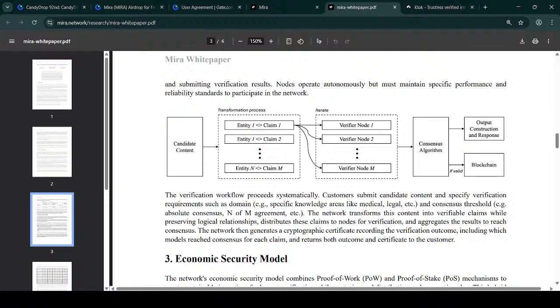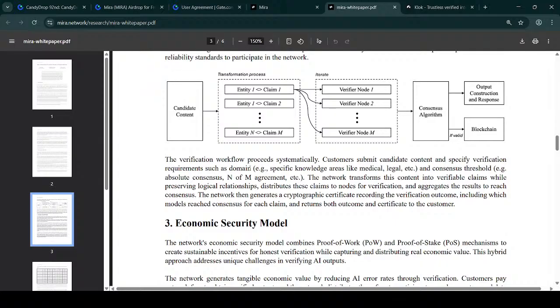So let's talk about verification. Node operators must maintain specific performance and reliability standards as they participate in the network. The candidate content goes through the transformation process: the entire content becomes claim one, claim two, up to claim n, guys. This is the transformation process. Then it iterates across the verifier nodes, verifying node one, node two, guys. The verifying nodes run the algorithm, guys. Then comes output construction and the response on the blockchain, guys.